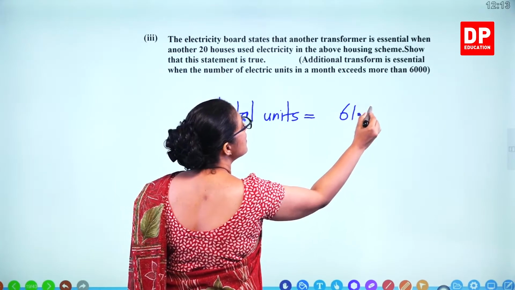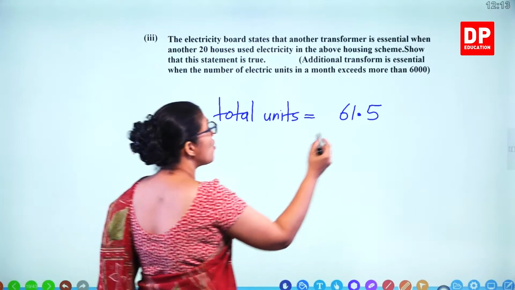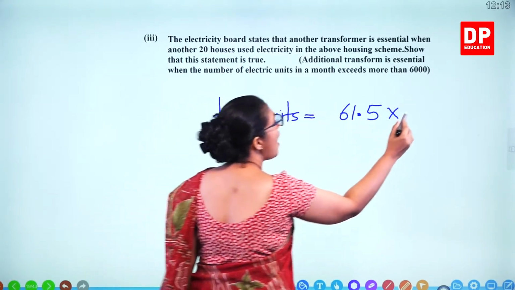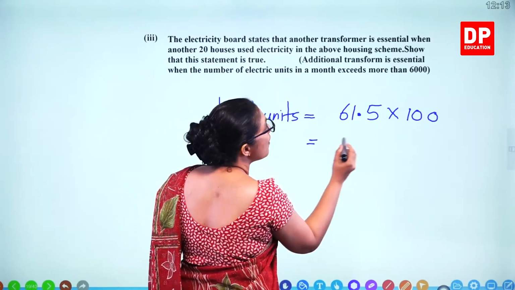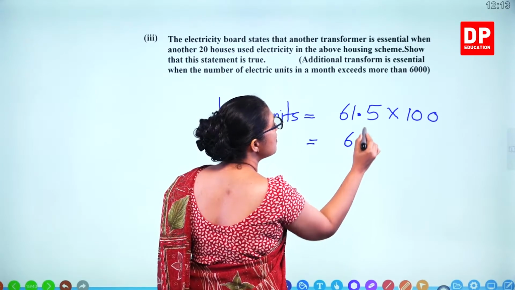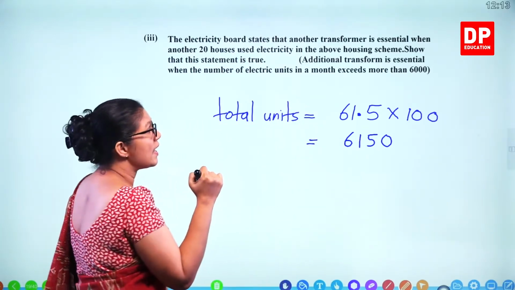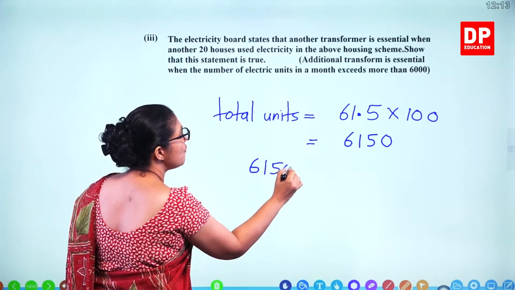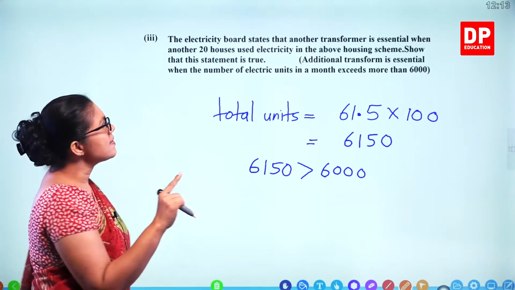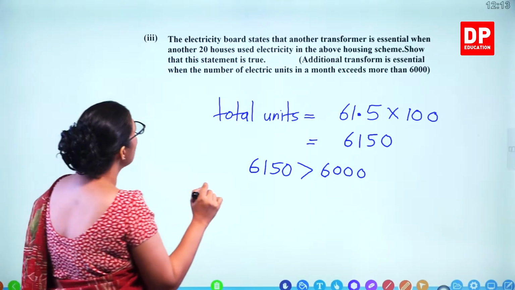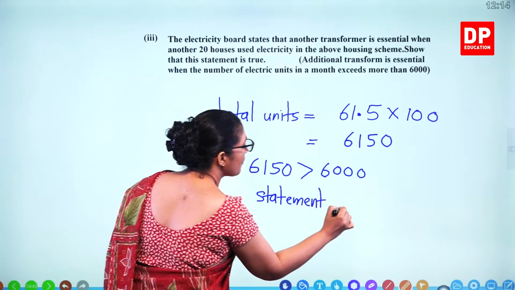the number of monthly units, which is 61.5. How many houses now? 80 plus 20, 100 houses. So what's the total? Not 1,000, 100 houses. So multiply by 100, which means moving the decimal point 2 places to the right: 6,150. So we can see 6,150 exceeds 6,000. So that means the statement is true. So you can write this is more than. So the statement is true.